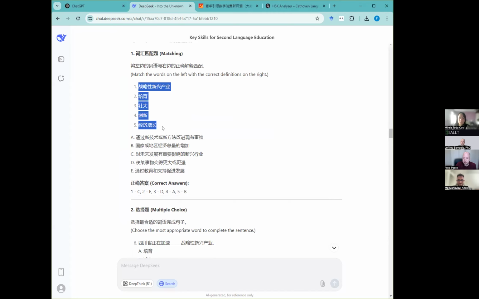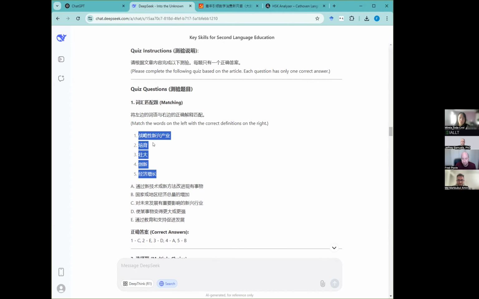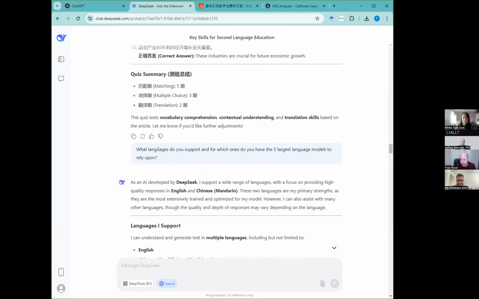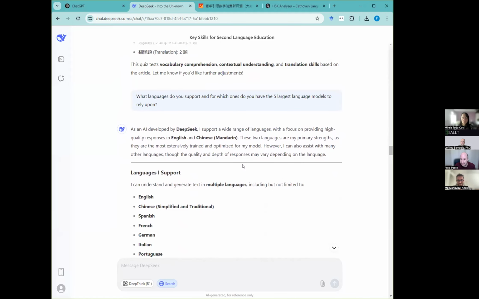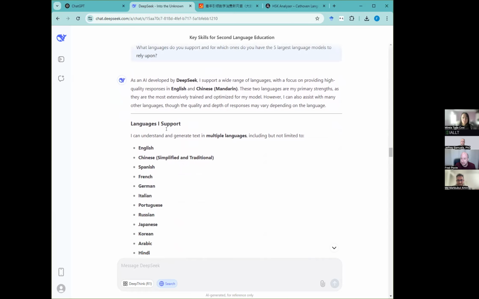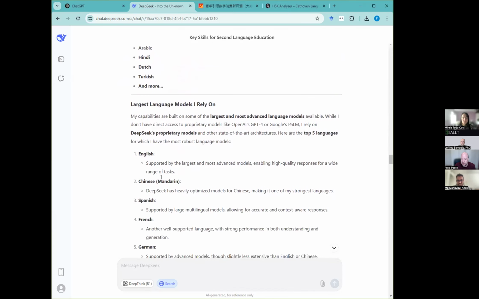I think DeepSeek probably did a little bit better, largely because we're working with Chinese. As we'll see in our next question, when we asked about what languages it supports, DeepSeek is very proud to mention that it is heavily optimized for Chinese, making it one of its strongest languages.